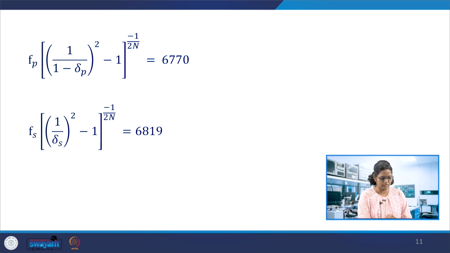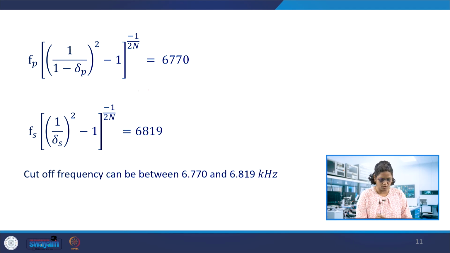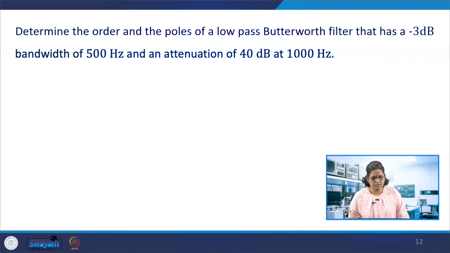So given del p and del s, with fp and fs known, the cutoff frequency should be between 6819 and 6770. So we can choose 6800 as well. That would be the cutoff frequency of the filter for this particular order, n equal to 6. So that just decides the order and the cutoff frequency.